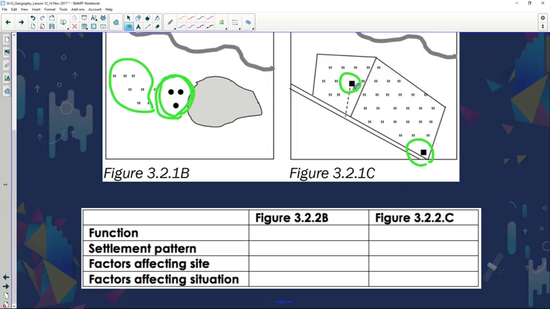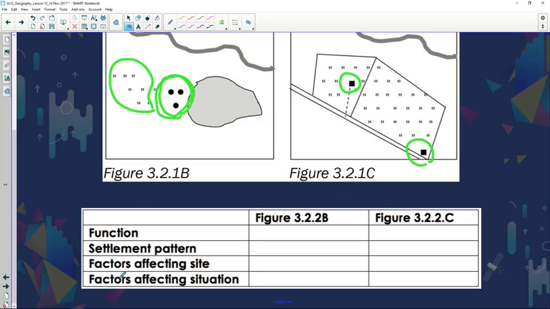The advantages of a nucleated settlement, for instance, are that the people are safer and they can share their equipment. The disadvantages of a nucleated pattern are too much interaction, and maybe profit needs to be shared. If you look at dispersed patterns, the disadvantages are that it can be unsafe and quite isolated from human contact. The advantage is that profit can be more because more land is being used to farm.